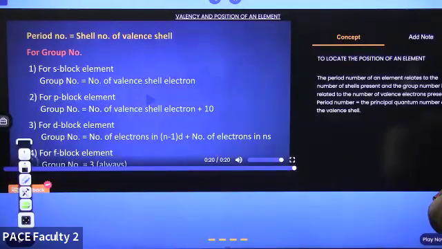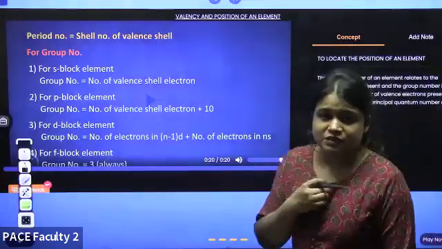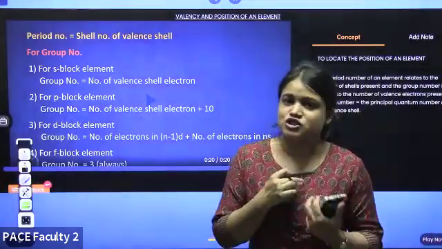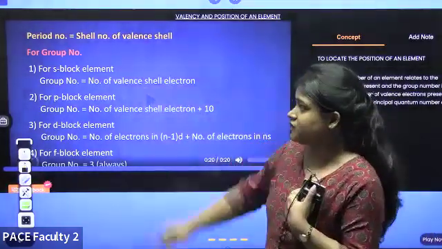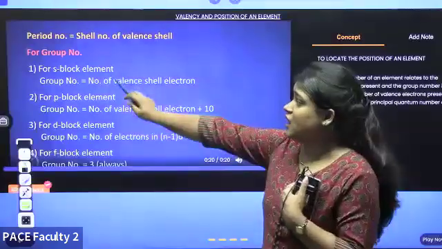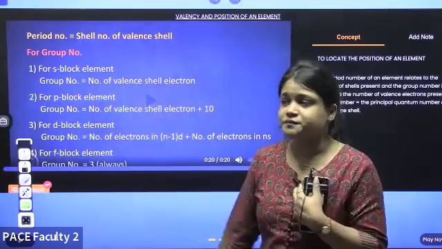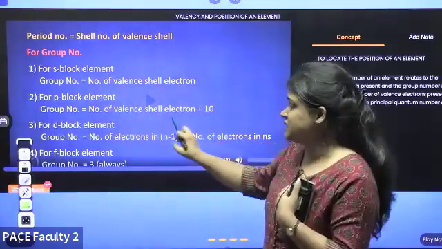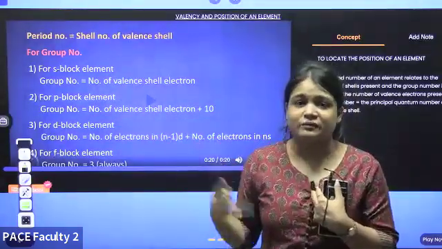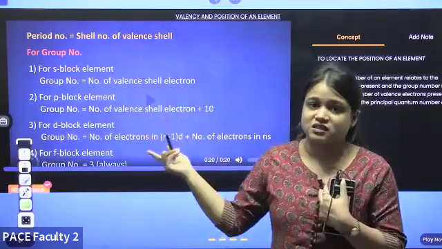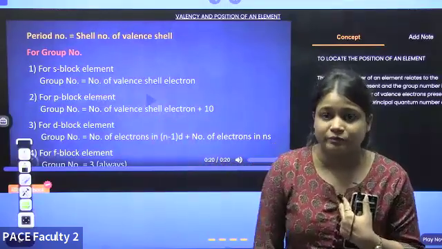तो ये क्या कह रहा है कि बेसिकली आप पीरियड नंबर से क्या इंफॉर्मेशन निकाल सकते हैं? शेल नंबर. और ग्रुप नंबर से आप क्या इंफॉर्मेशन निकाल सकते हैं? अगर एस ब्लॉक का एलिमेंट है तो उसका ग्रुप नंबर उसके वैलेंस इलेक्ट्रॉन के बराबर होगा. अगर पी ब्लॉक का है तो वैलेंस शेल में कितने इलेक्ट्रॉन है प्लस उसका 10 कर दीजिए, दैट्स हाउ यू कैन फाइंड आउट द ग्रुप नंबर.